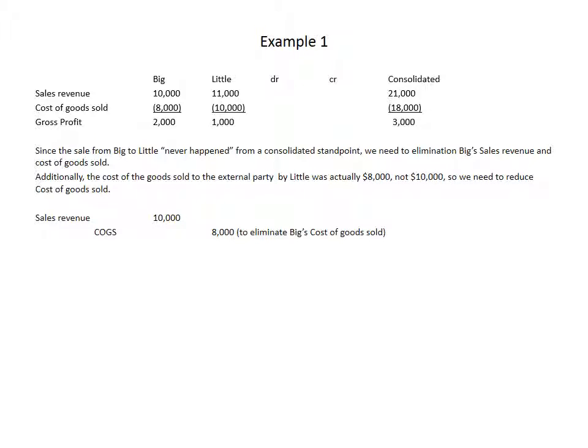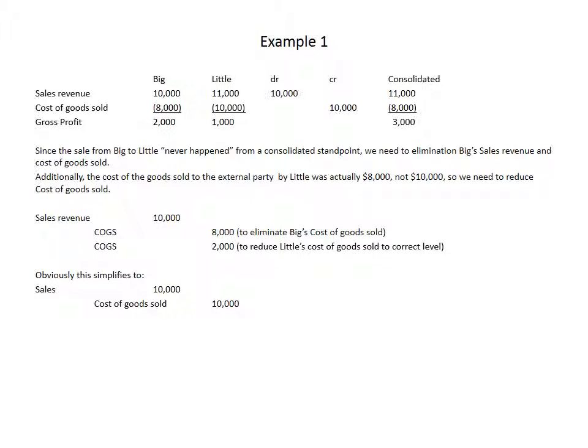Now, since the goods were actually sold to a third party, again, Little's recording cost of goods sold of $10,000, the true cost was only $8,000, so we have to reduce cost of goods sold by $2,000 to get it down to its proper level from $10,000 down to $8,000. Now clearly we could simplify this entry by combining the two credits to cost of goods sold, so a debit to sales revenue for $10,000, a credit to cost of goods sold for $10,000. So we plug that into our worksheet, and again, now we have the correct totals.